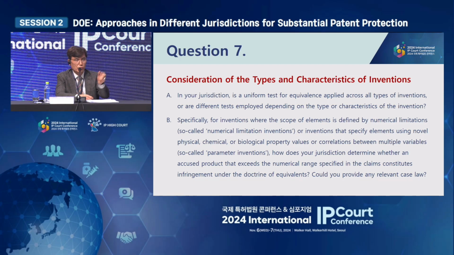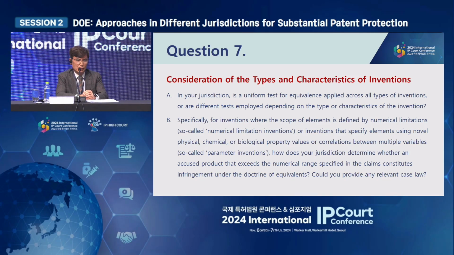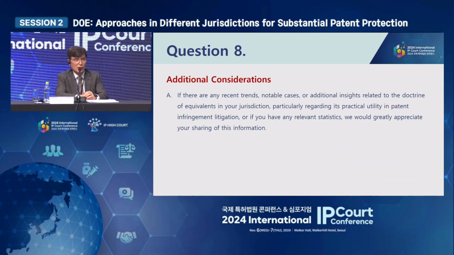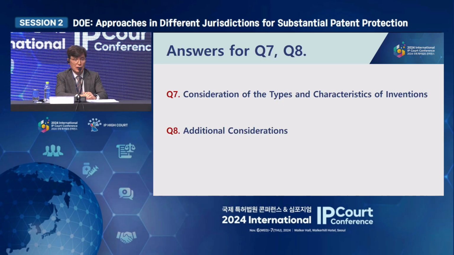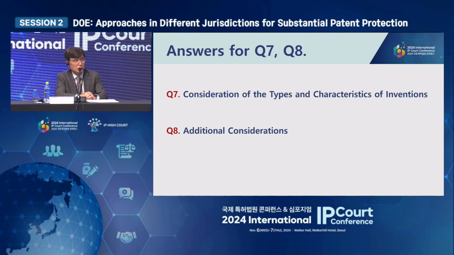So if the numerical range is exceeded, how do you judge based on the doctrine of equivalence? And if you have any cases with regard to that, please share those examples. And if you have any additional thought that you would like to share with regard to the DOE, please share them. I will give 2 minutes each to the panelists, and we will start from Judge Kenji from Japan. All right, 2 minutes, okay.